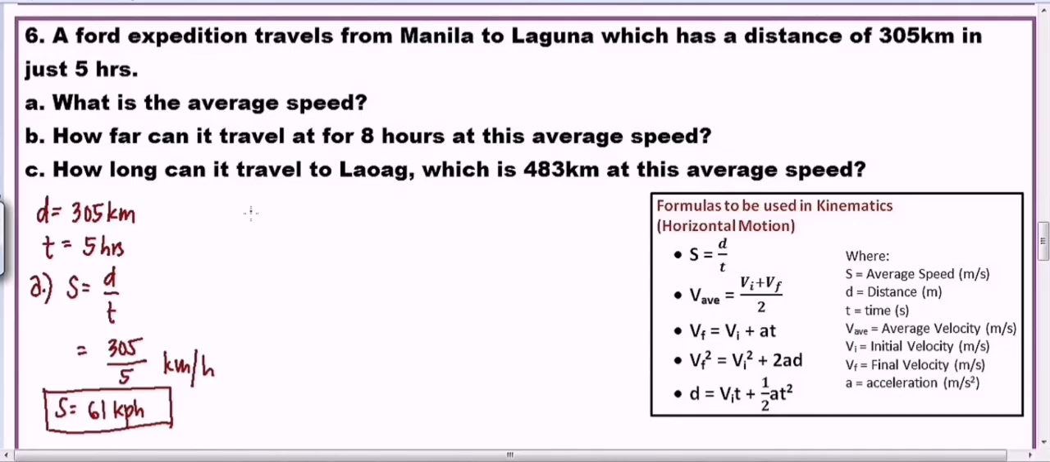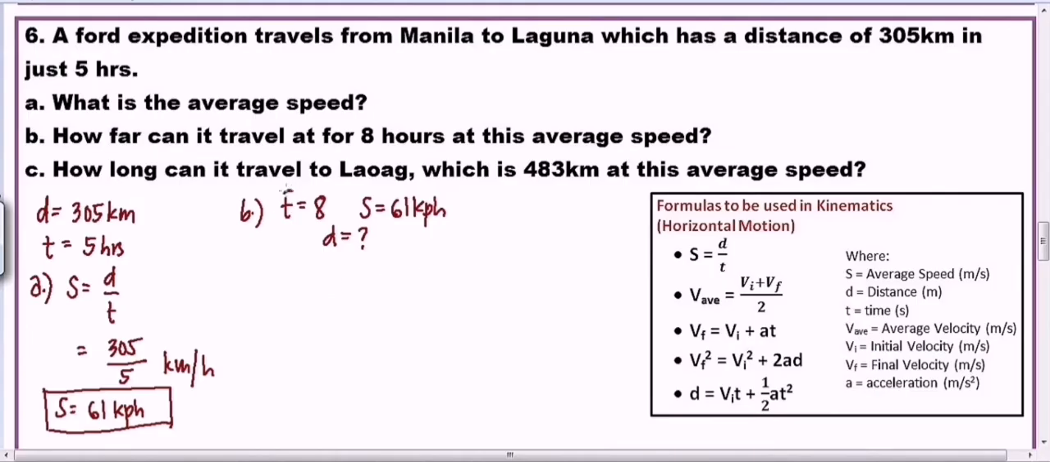Okay? Next one, letter B. How far can it travel at for 8 hours? So, nagbigay siya ng bagong time. Gaano raw kahaba ang pwede niyang i-travel sa loob ng 8 oras kung ganito yung average speed niya na 61 kilometers per hour. So, ang S natin is 61 yung gagamitin. So, ang hinihingi is distance. Gaano raw kalayo kung ganito yung travel speed niya kung magta-travel siya ng 8 hours. So, gaano kahaba. Okay, ano yung distance?